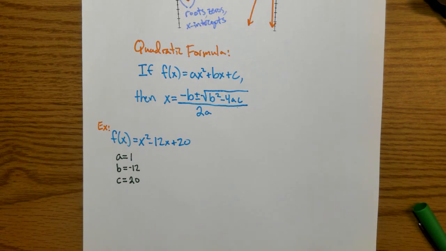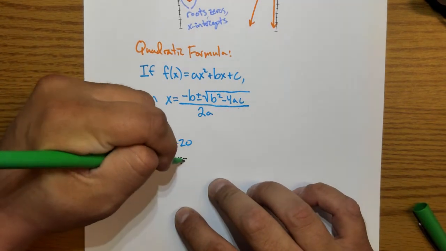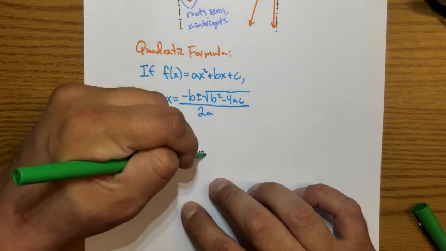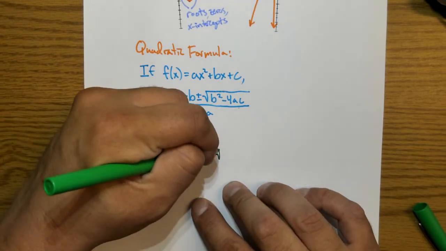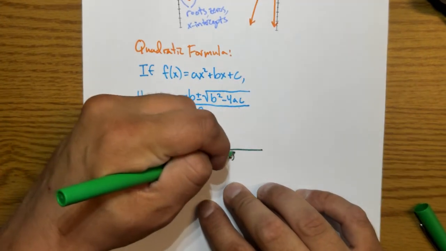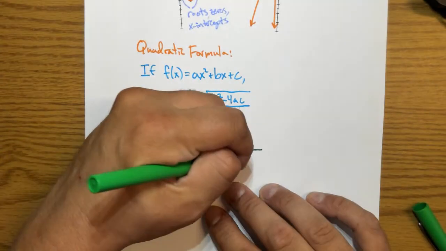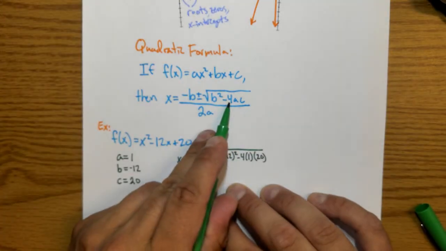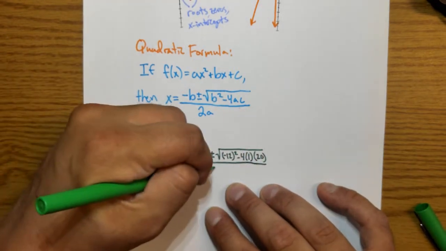So now that I've defined my a, b, and c, I'm going to go ahead and plug them into the quadratic formula. So x equals negative b. Well, b is negative 12, so it's going to be negative negative 12. Be careful there. Plus or minus the square root of b squared, so negative 12 squared, minus 4 times a, 1, times c, which is 20. And you might ask yourselves, where did I get the 4? The 4 is in the formula right there. All divided by 2a, so 2 times 1.